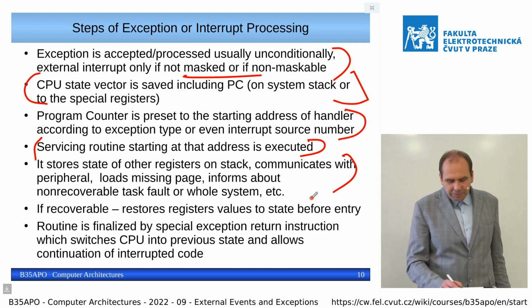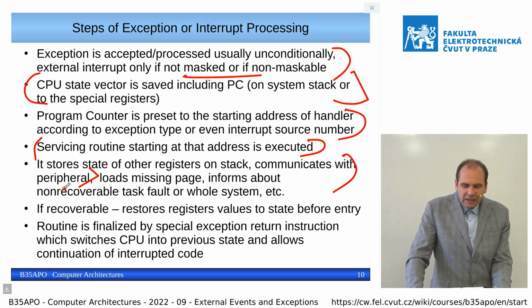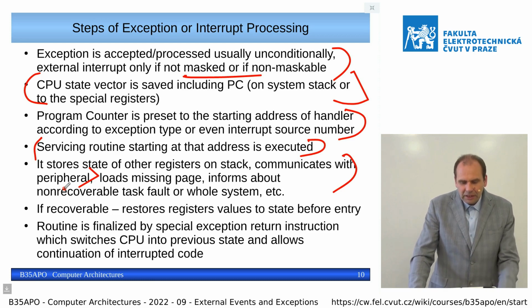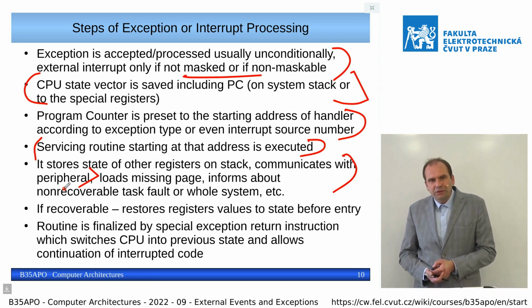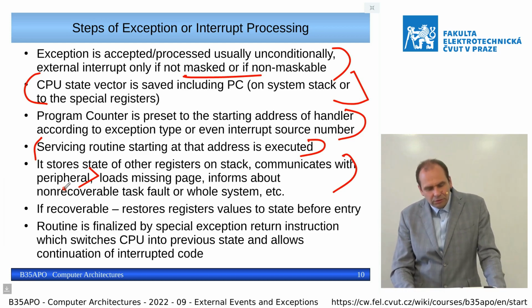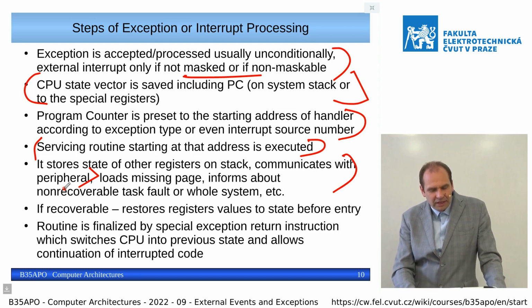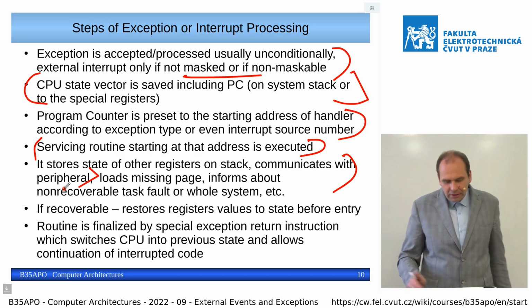Then it communicates with the peripheral, loads the data, stores them somewhere into memory, and if it is an operating system, then for example, it informs the operating system that new data has arrived through some semaphore or some other mechanism. If it is the page fault, for example, it ensures that we return to some other task which can continue, and when the data for a given page are available, then we switch back to the previously interrupted task. So it can be a little more complicated, but basically we process the exception somehow.